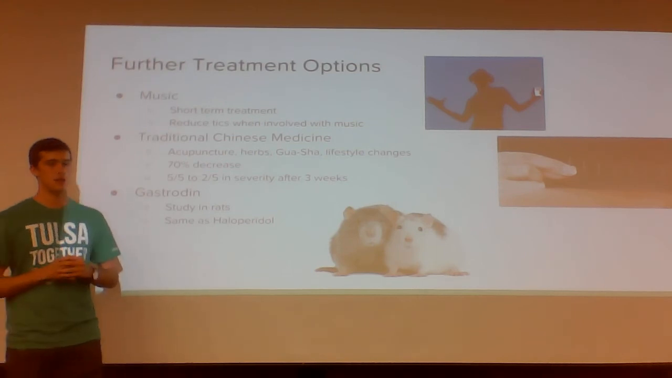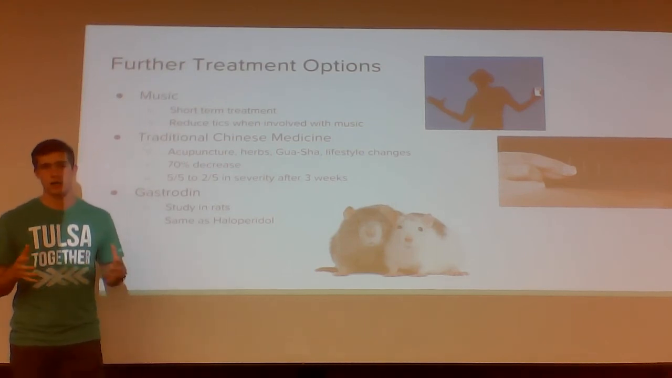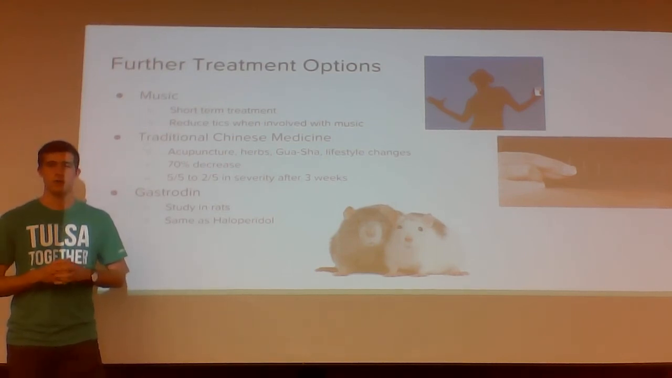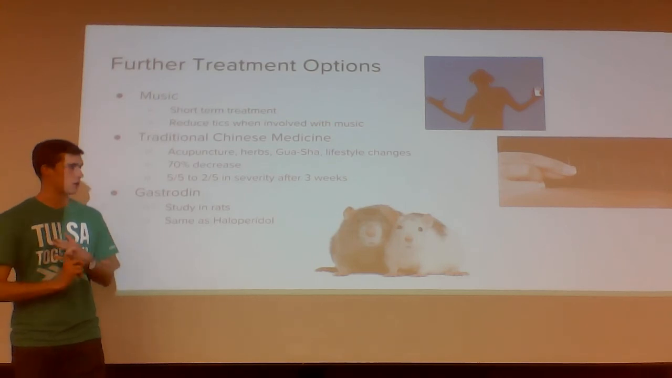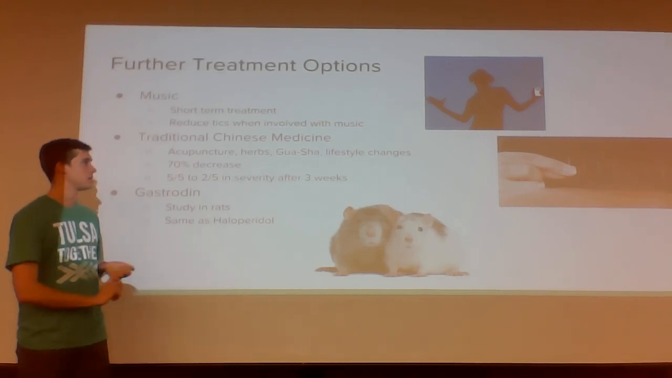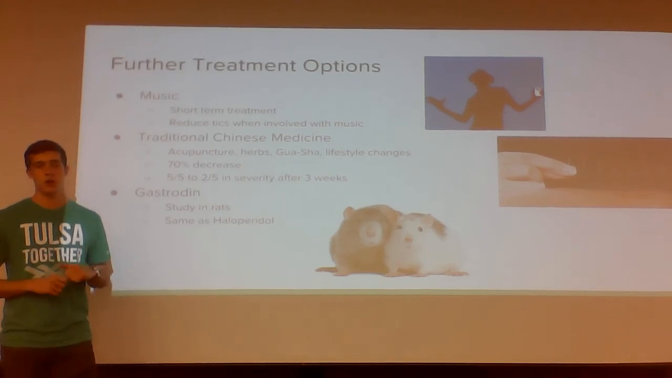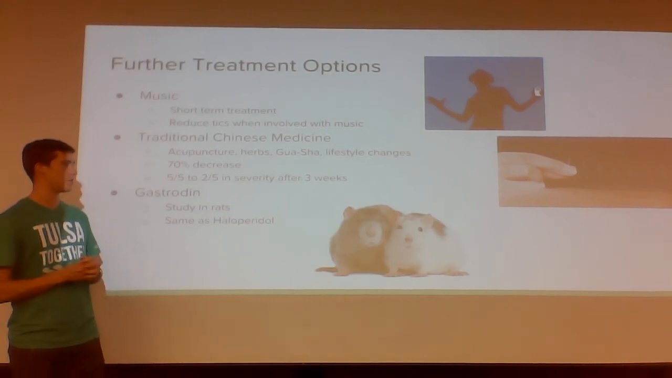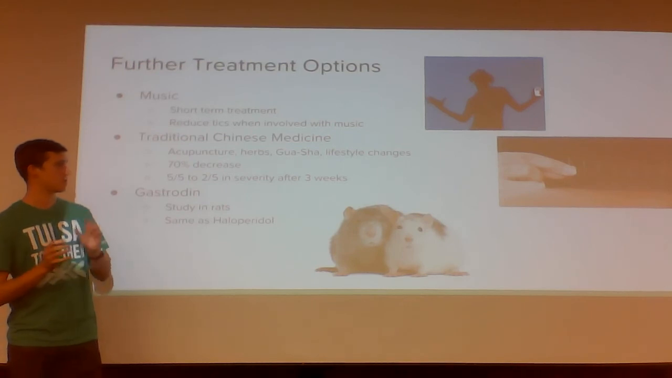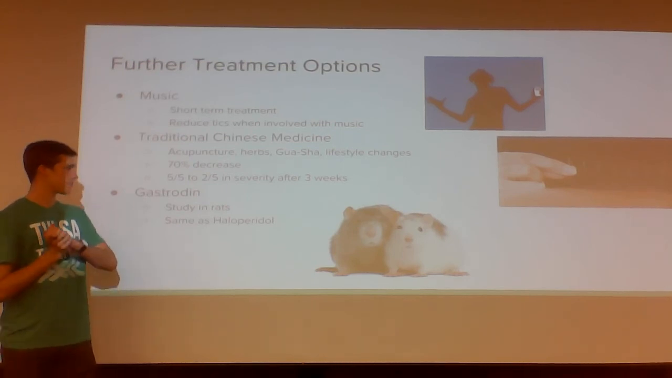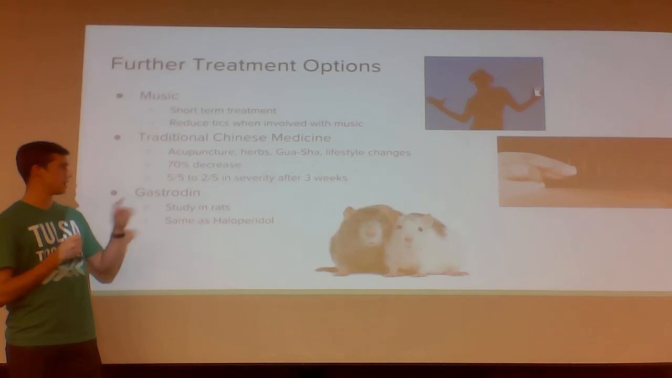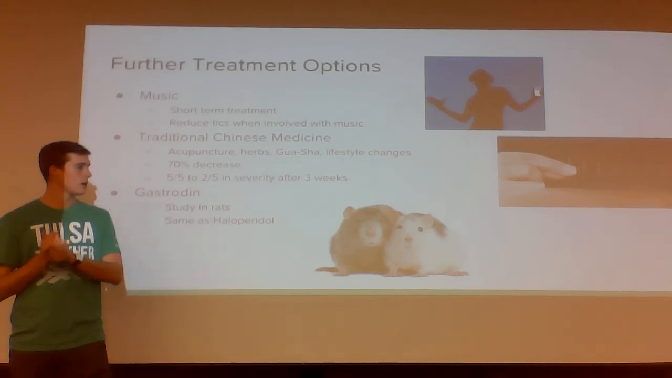Traditional Chinese medicine, I found a single case study of one guy who was treated for 35 weeks with acupuncture, herbs, gua sha, and lifestyle changes, and he found a 70% decrease in his tic occurrence, which is a huge change after 35 weeks. And then he actually also rated the severity of the tics as going from a 5 out of 5 to a 2 out of 5.